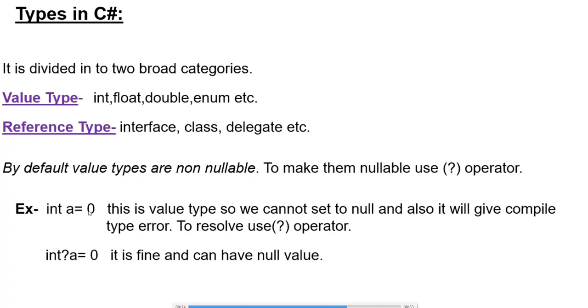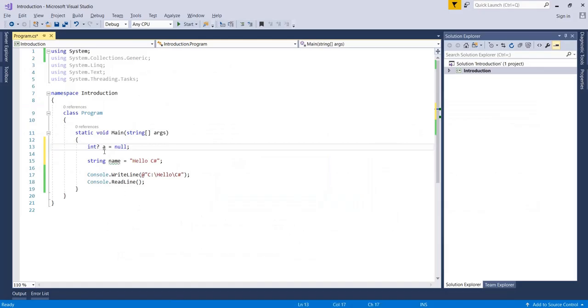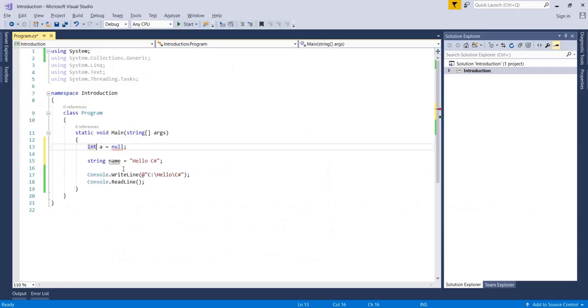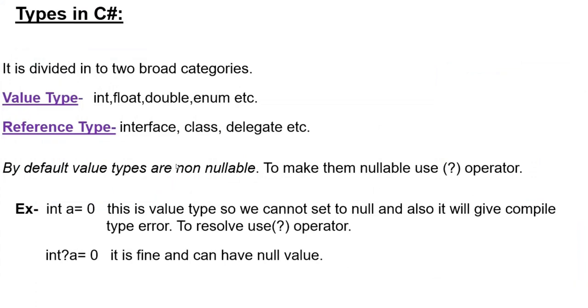Example: int a is equal to 0. We have seen this is a value type, so we cannot set it to null, and it will give a compile time error. If I remove this operator, it will give a compile time error. To resolve it, we will use this operator, and then it works fine, no issue.